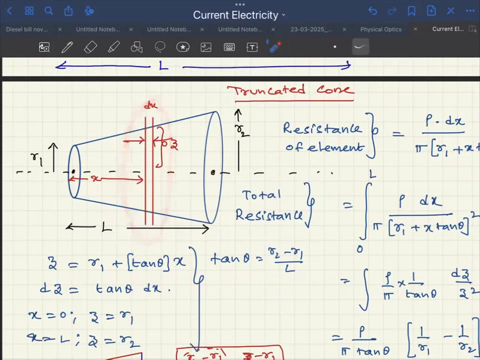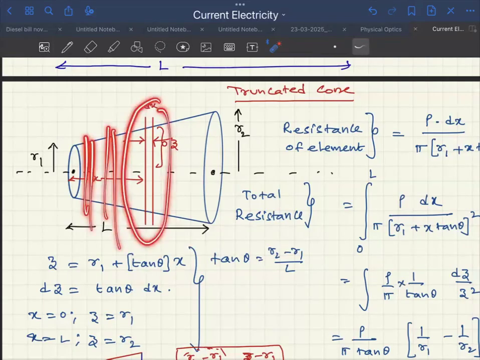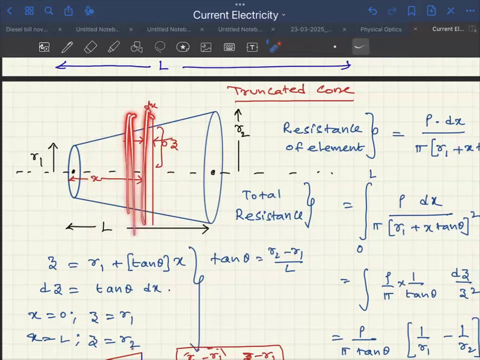All these, you can take one element here, next element here, next element here, next element here, next element here. Yes, exactly. They are all in series.